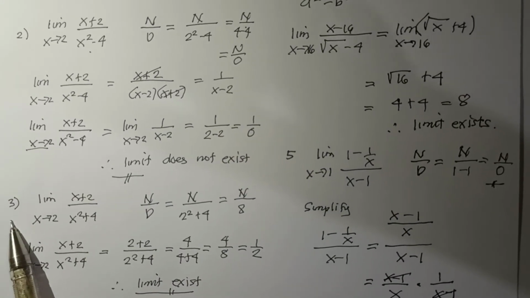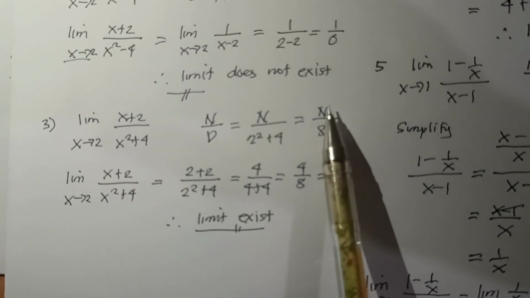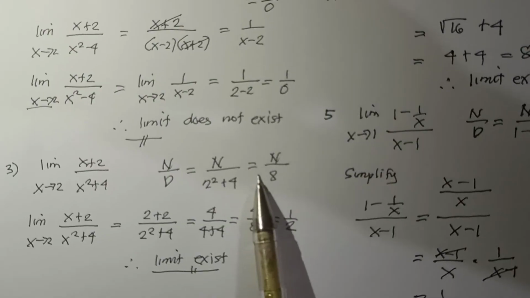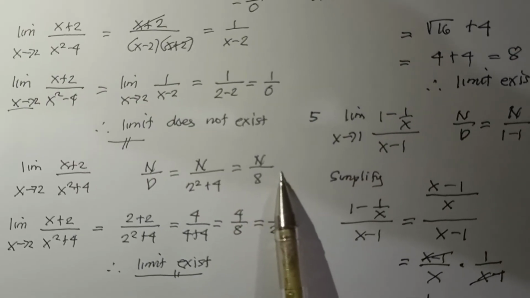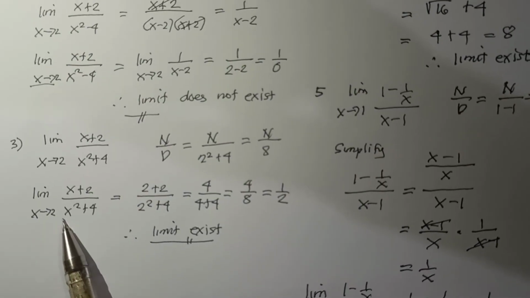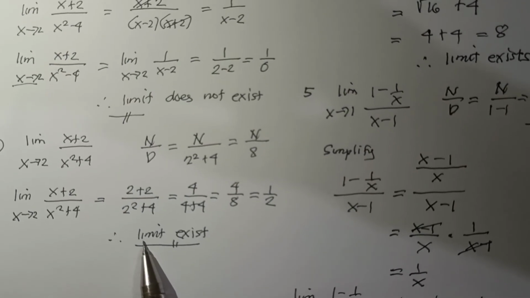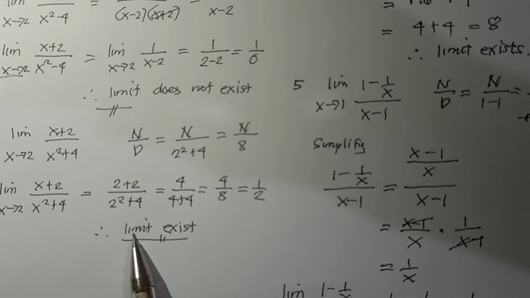So in number 3, the limit as x approaches of x plus 2x squared plus 4. So n over 8 is the result. So therefore, we could say that we have to simply substitute the given value. So by just simply substituting, the result is 1/2. So therefore, the limit exists.